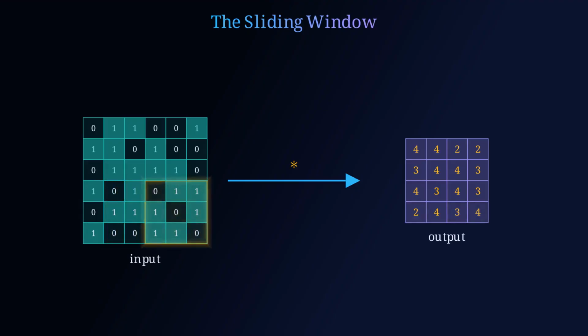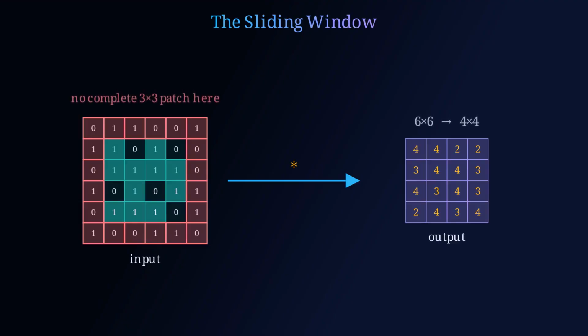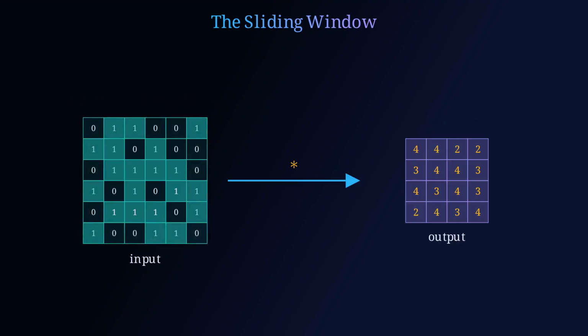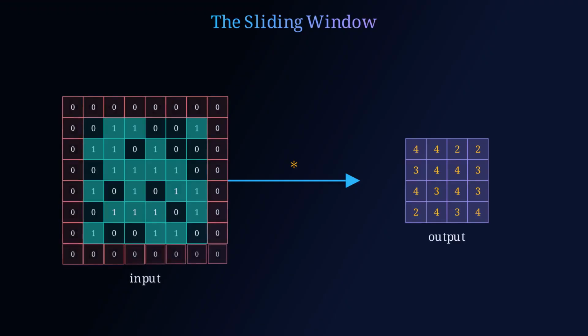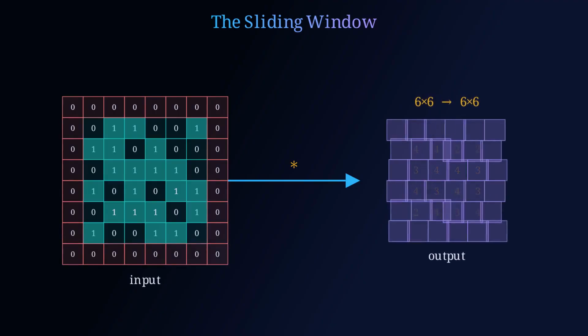Notice something about the output grid. It's slightly smaller than the input. Because the kernel needs a full 3x3 neighborhood, it can't be centered on the very edge pixels. Those borders simply have no complete patch to sit on. In practice, we often pad the image with a ring of zeros around the outside so the output stays the same size as the input. It's a small bookkeeping trick. For now, just know the shrinkage is a natural consequence of needing neighbors.